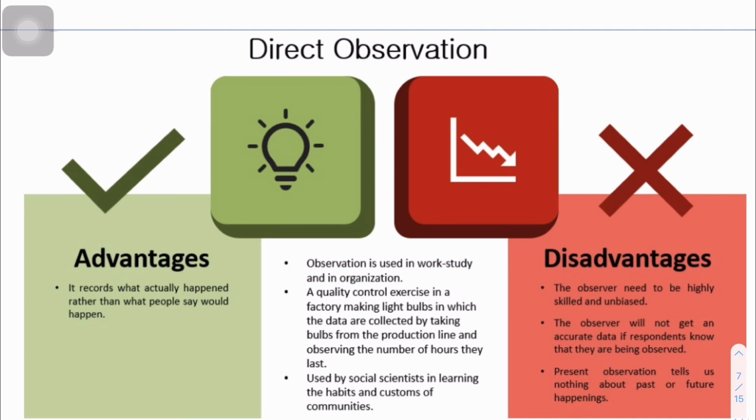Okay, and then present observation tells us nothing about past or future happening. So maksudnya kalau kita observe pada hari ini, it cannot picture what happened yesterday and tomorrow. So apa yang kita observe hari ni lah, attitude people can change. Hari ni mungkin lain, esok lain, malam lain. So it cannot picture what happened yesterday and also tomorrow. So that one is disadvantages about direct observation. We can only observe current time, pada masa itu sahaja.